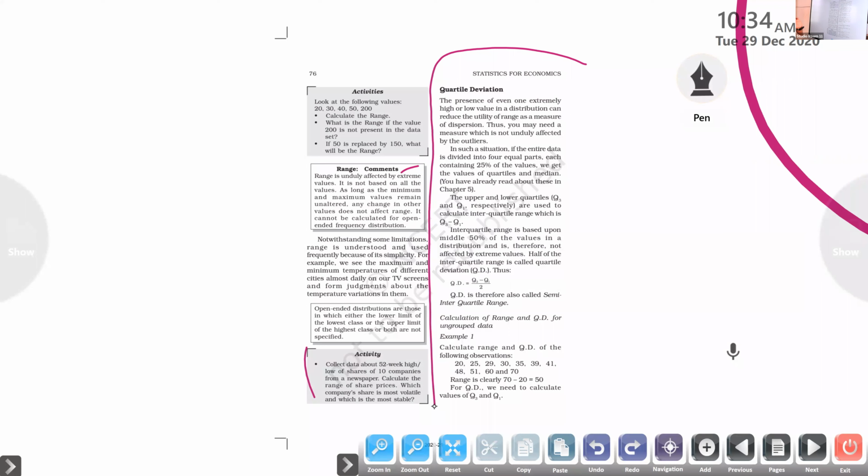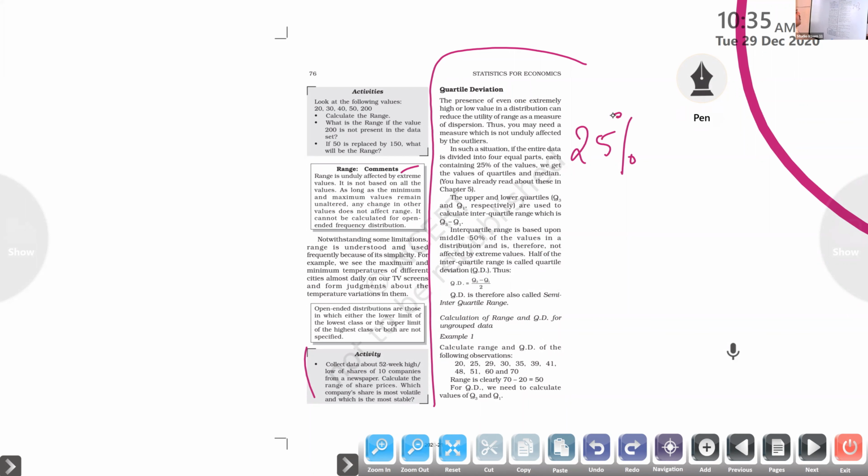The presence of even one extremely higher or lower value in a distribution can reduce the utility of range as a measure of dispersion. Thus, you may need a measure which is not unduly affected by the outliers. In such a situation, if the entire data is divided into 4 equal parts, each containing 25% of the values, that's what a quartile deviation is, right? We get these values of quartiles and median. You have already read that in chapter number 5. We know how to calculate it.